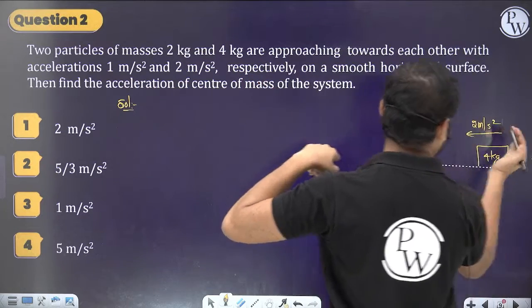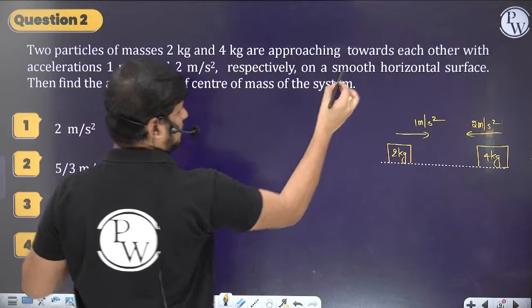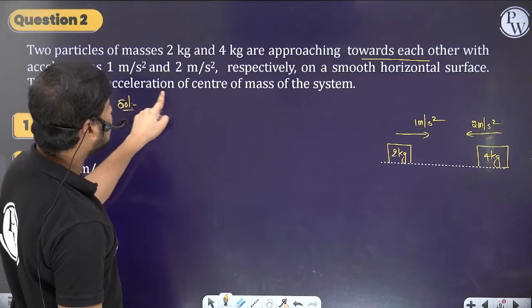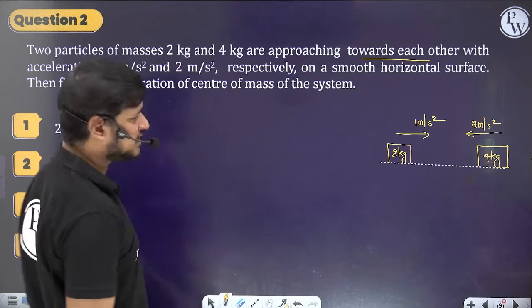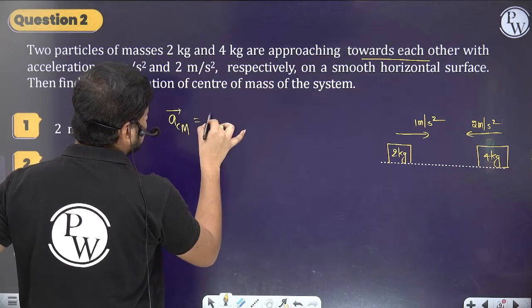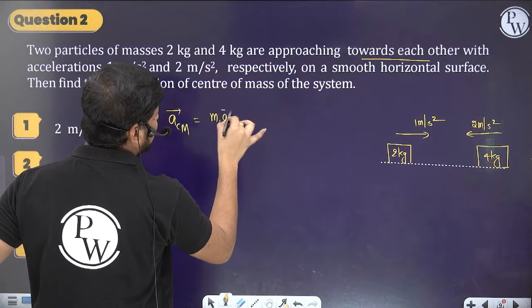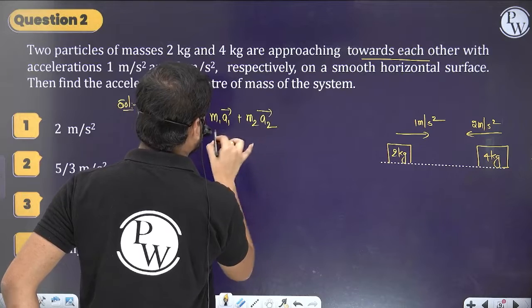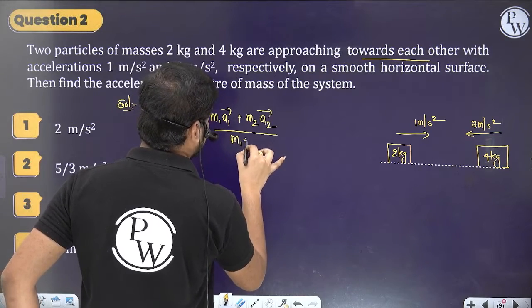So this side, towards each other, see here, towards each other, on a smooth horizontal surface. Then find the acceleration of center of mass. Simple question again. We have to find the ACM. You know that ACM will be equal to (M1A1 + M2A2) by (M1 + M2). The sign convention is important, guys.